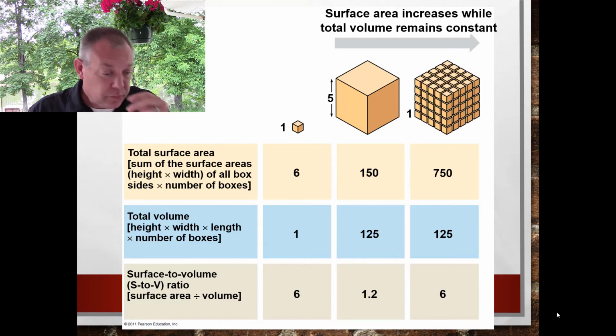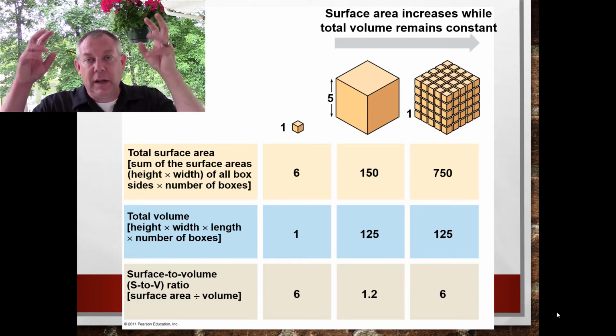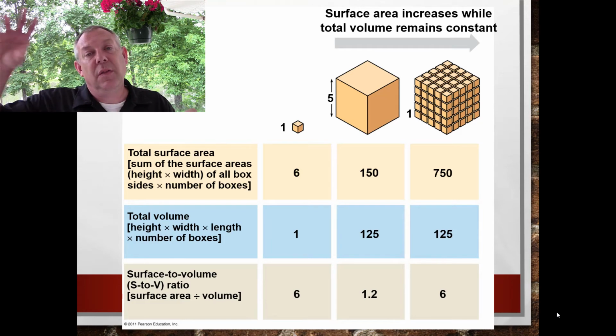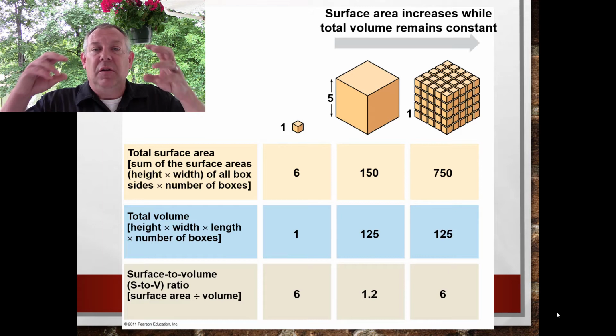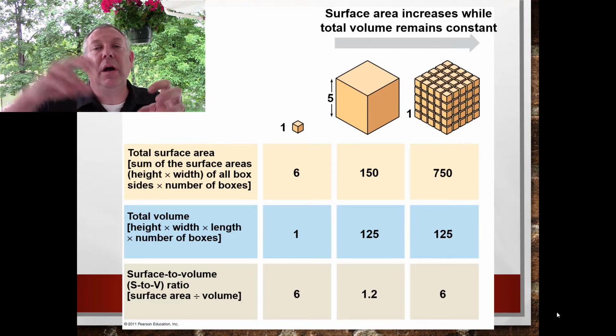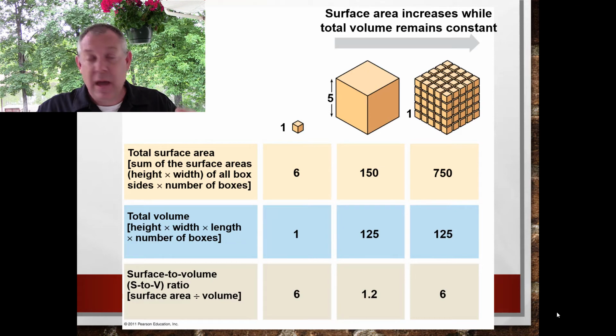So the point is, the center column and the last column, these two organisms are the same size, but if you do it the last way by making small cells, you get a much higher surface area to volume ratio. Okay, well, why is that important? A high surface area to volume ratio is important to cells, but why? Because things have to get into and out of cells, right? Every cell has to take in oxygen and has to get rid of carbon dioxide. Every cell has to take in nutrients from your food and then has to get rid of the waste, right?